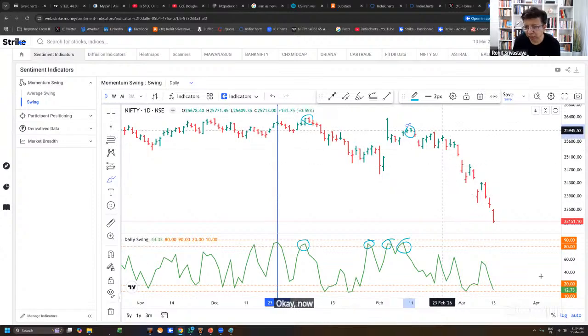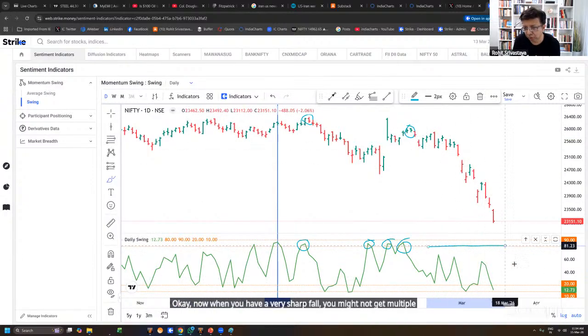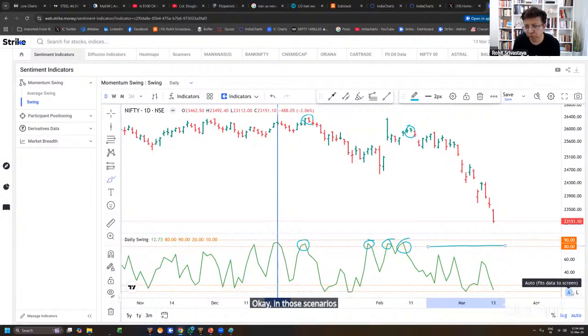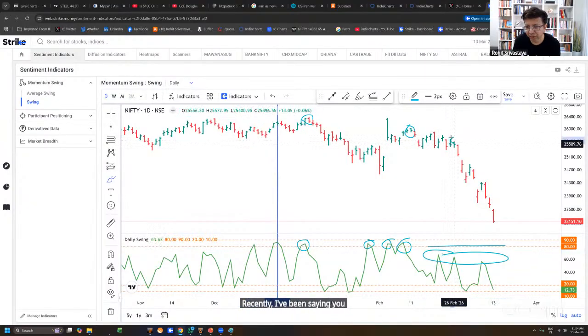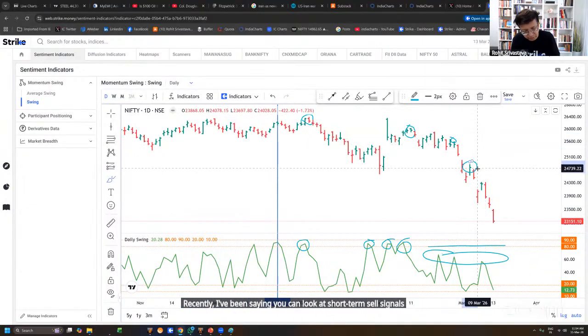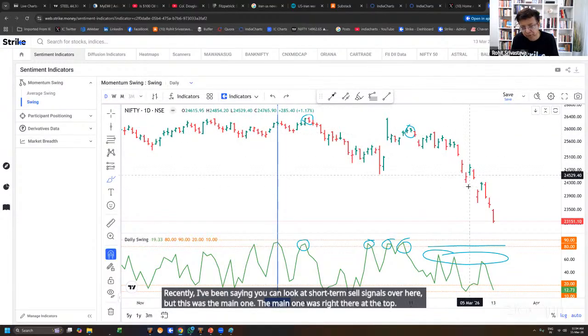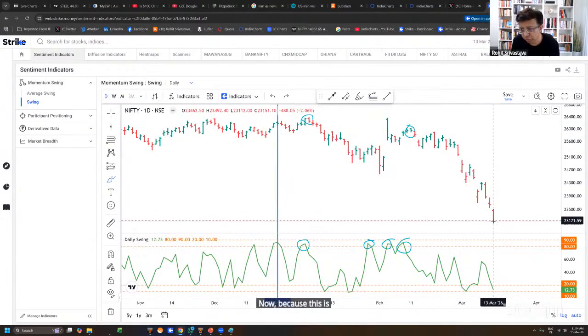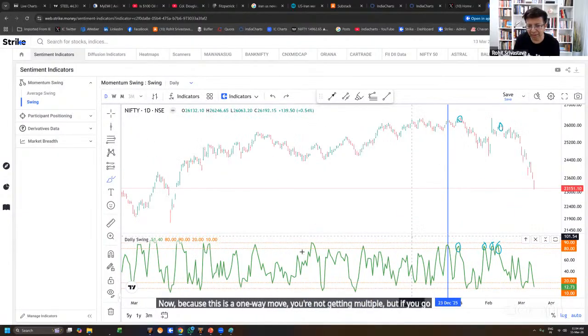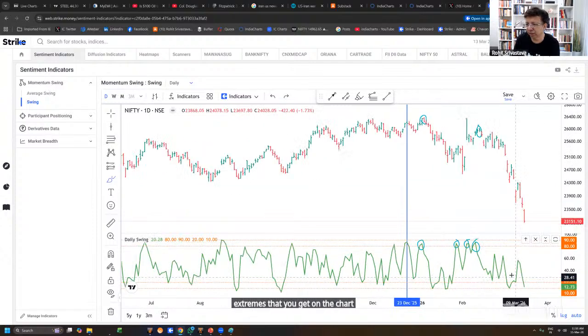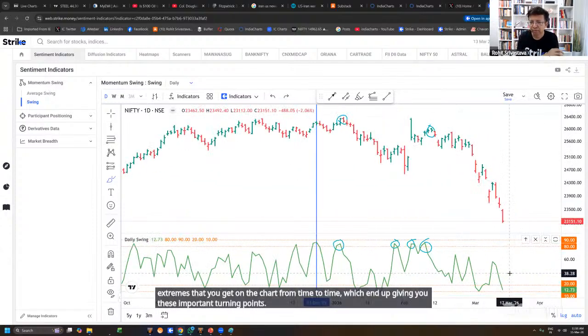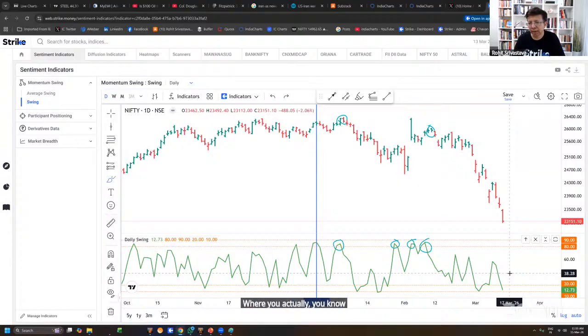Okay, now when you have a very sharp fall, you might not get multiple readings at the top. Okay, in those scenarios, we also look at whether prices are not crossing the hourly averages, and whenever you get back to a 70 plus reading, recently I've been saying you can look at short term sell signals over here, but this was the main one. The main one was right there at the top. Now, because this is a one-way move, you're not getting multiple, but if you go back and see, there are multiple extremes that you get on the chart from time to time, which end up giving you these important turning points where you actually buy options.